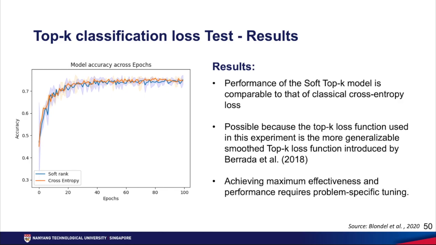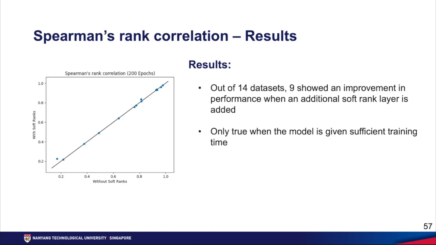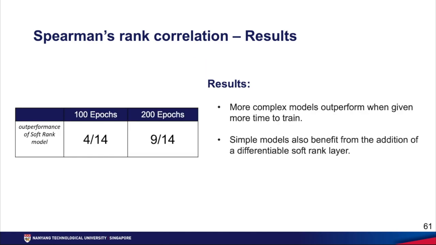Lastly, for the Spearman rank correlation test, we see that a majority of models using the soft rank layer outperform those without. This is especially so when given more time to train. We see that when increasing the number of epochs from 100 to 200, the number of models that outperform a simple linear model goes from 4 to 9 out of 14.